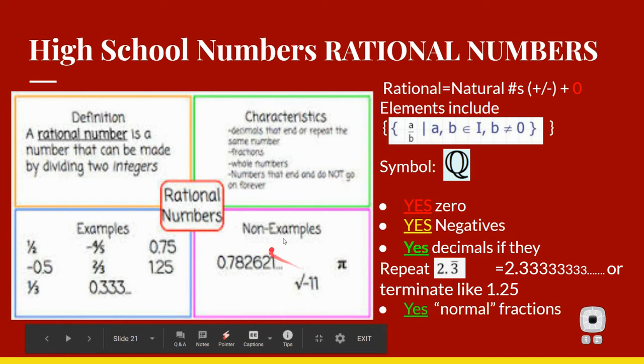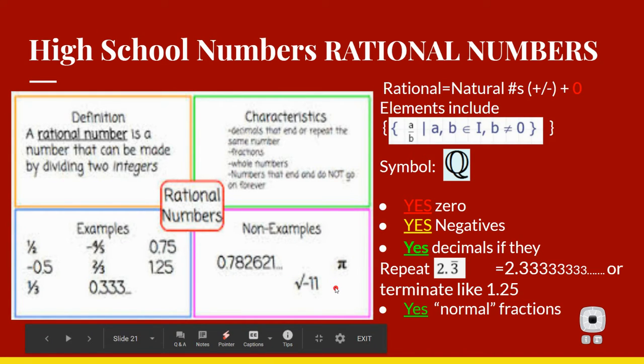Now notice in the chart here, we've got some things that are non-examples. Rationals are never decimals that go on and never repeat. Rationals are not negative square roots. You can't have a negative square root. It's not a rational number. In fact, we would call that an imaginary number. And we'll talk about that a little bit more here in just a minute.